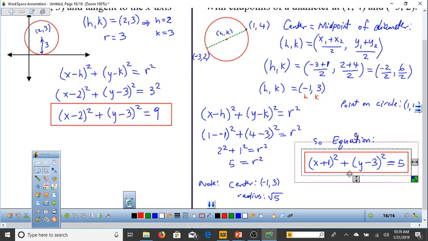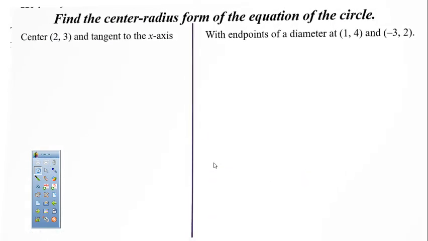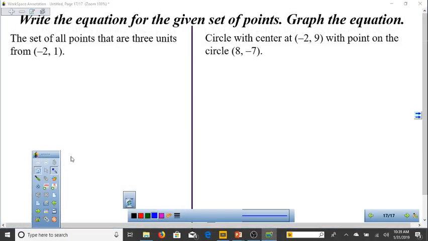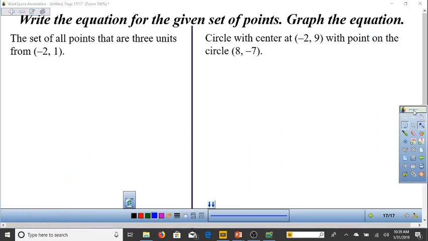Let's do a few more examples. The question here says, write the equation of the given set of points and then graph the equation. So in this case, we want to find the equation of all points that are 3 units from the point -1, 2. Now, based on the description here, 3 units from a particular point, that's the description of what a circle is. All the points that are the same distance from a particular point.